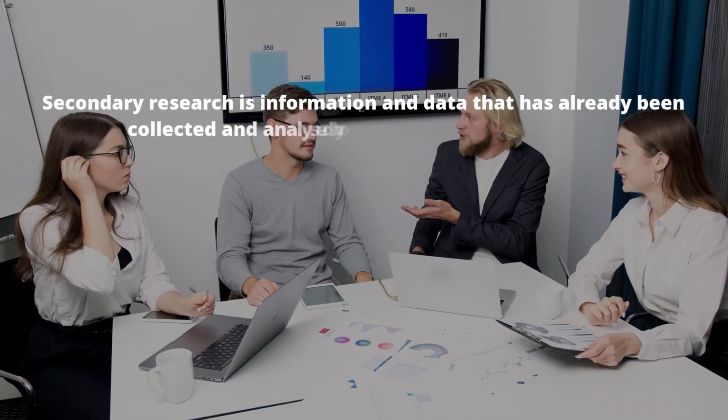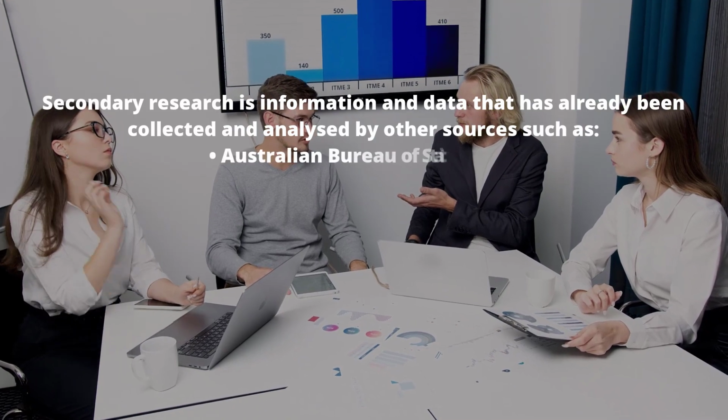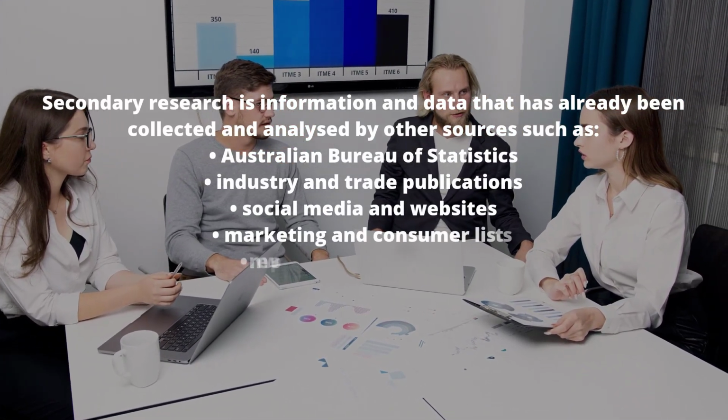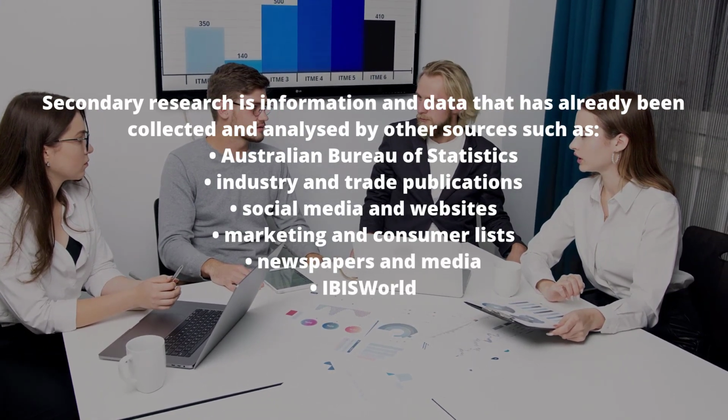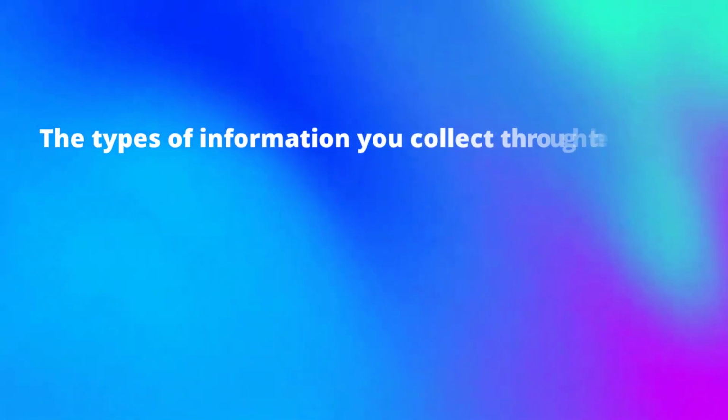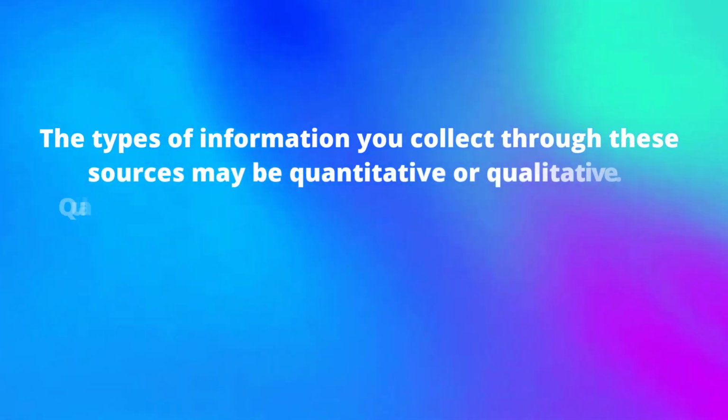Secondary research is information and data that has already been collected and analysed by other sources such as Australian Bureau of Statistics, industry and trade publications, social media and websites, marketing and consumer lists, newspapers and media, and IBISWorld. The types of information you collect through these sources may be quantitative or qualitative.